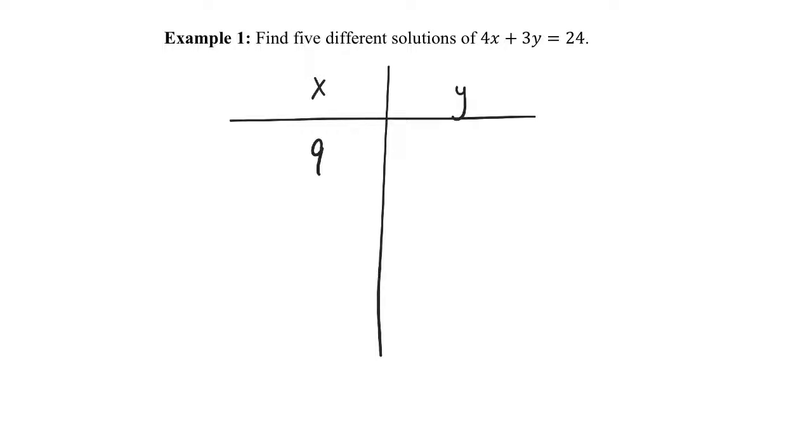If x is 9, we can find the corresponding y value. If x is 9, that means we have 36 plus 3y equals 24. Subtract the 36 over, that gives me negative 12. 3 into negative 12 gives me negative 4. So there's one of my solutions.